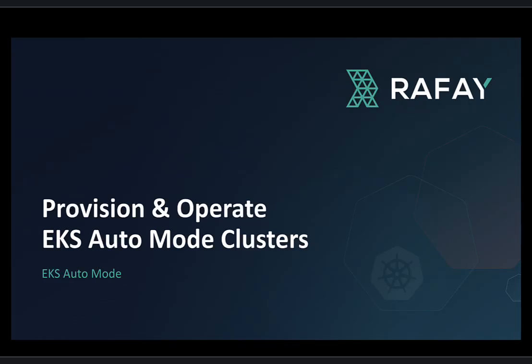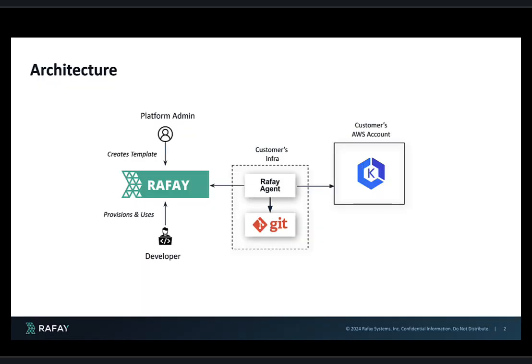In this video, we'll look at how you can use Rafay to provision and operate EKS clusters in auto mode. The platform admin configures a template in Rafay, which then is used by the Rafay agent, which has access to the infrastructure's code sitting in the Git repo. And the Rafay agent then connects to the customer's AWS account to create and provision the EKS cluster.